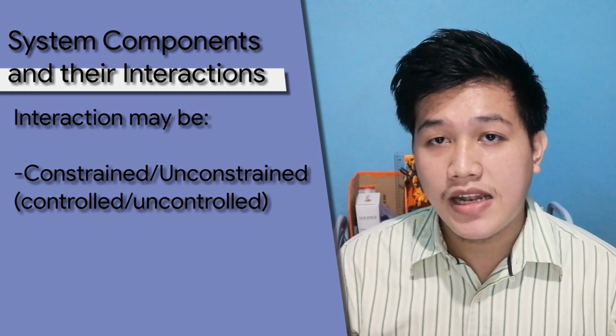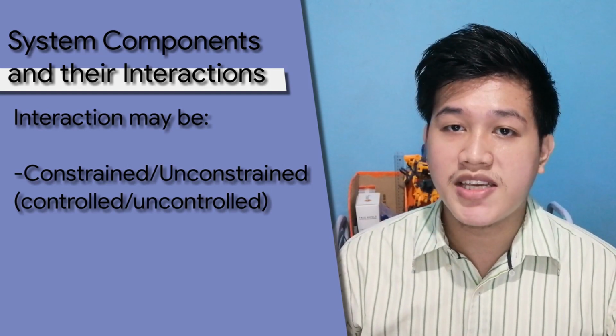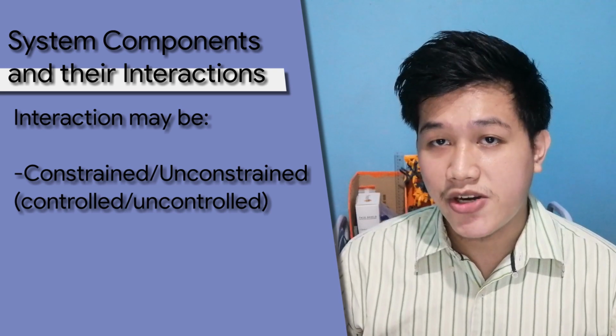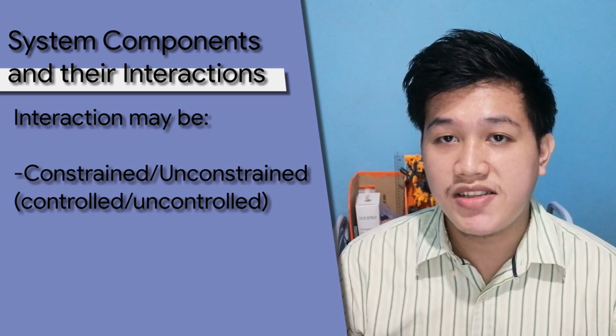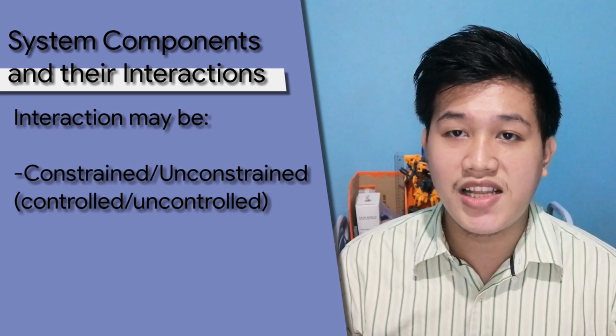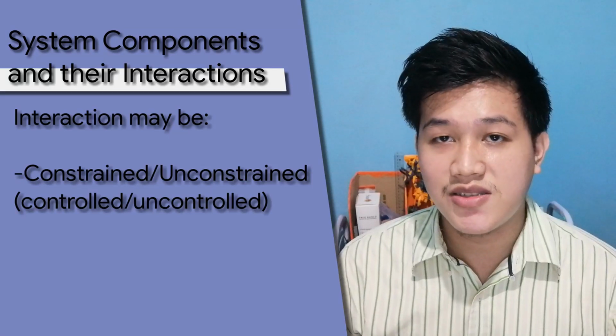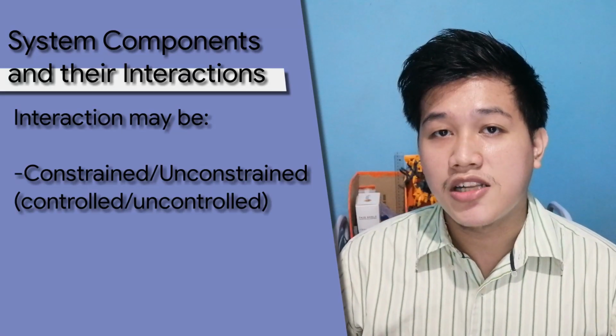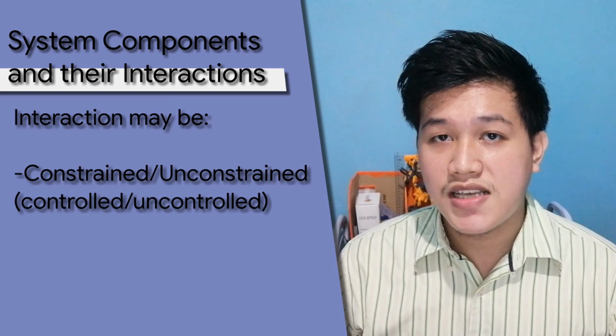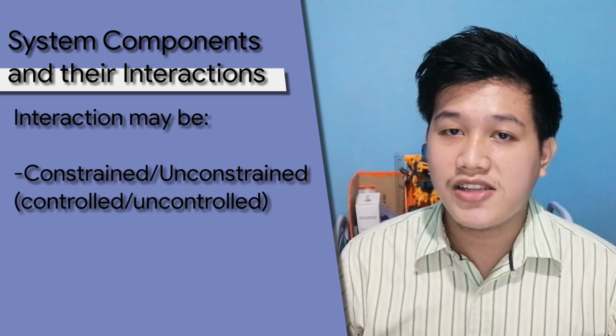For example, the laboratories are not strictly used by a certain department. Other departments may use the facility as they needed, but faculty members are strictly abiding by the rules of the said institution. So the unconstrained there is the laboratories and the constrained is the faculty members.